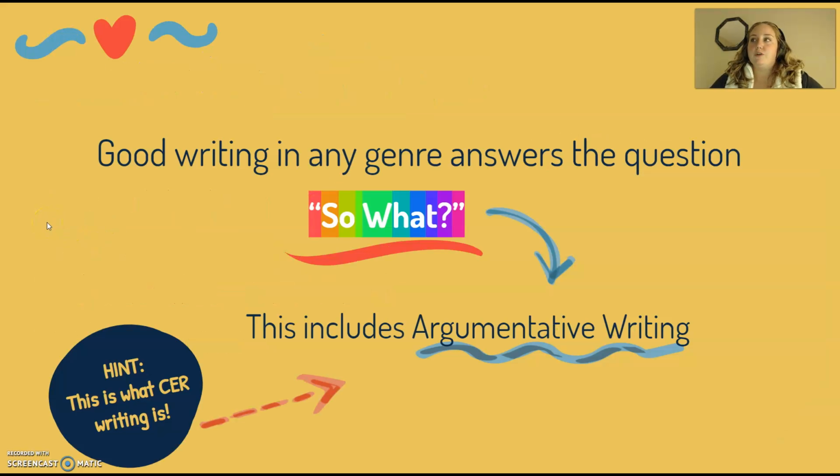So the reason we're doing this is because good writing, no matter the genre, answers that question, so what? That means the purpose, the reason behind writing. If someone were to ask, well, so what? after reading something you wrote, and you cannot answer, then chances are it wasn't worth writing or you should reevaluate your claim or your topic. This also applies to argumentative writing, and that is what CER writing is, argumentative writing. So we're adding in our so what to bring our own thinking and the meaning behind what we wrote to the forefront.